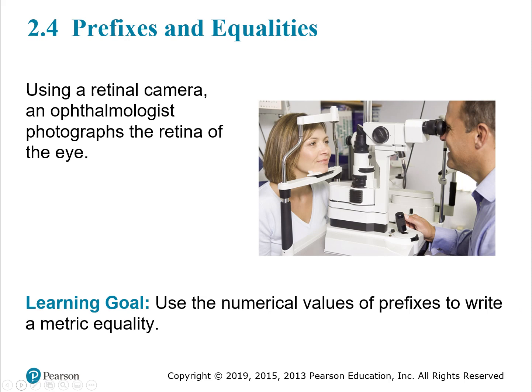So now we're moving on to prefixes and equalities. We covered the units of measurements. We talked about measured numbers versus exact numbers and significant figures associated with the measured numbers. Now we're going to talk about prefixes and equalities. So that has more to do with exact numbers, particularly the equalities part. We're going to be able to use numerical values of the prefixes to write metric equalities, and you'll see what that means in a minute.